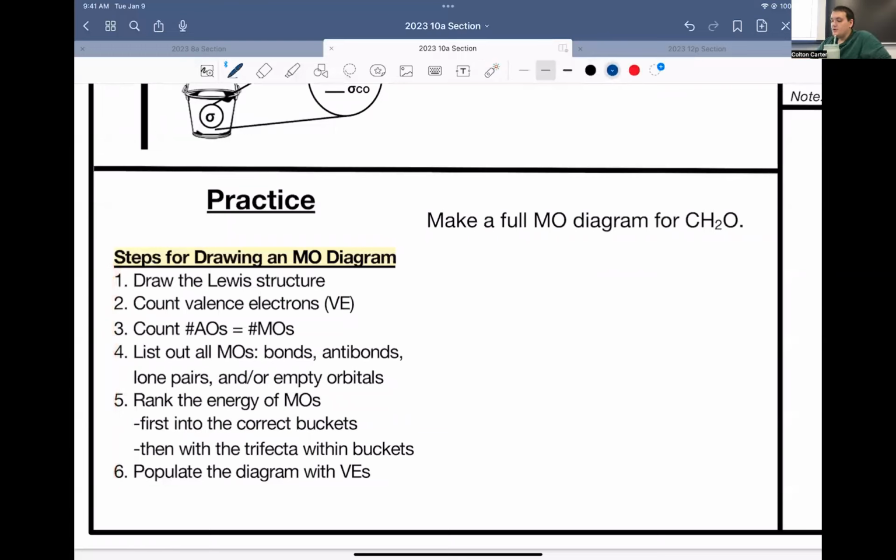First thing is drawing the Lewis structure. We have H, H, C, O. We make the single bonds first. Our valence electrons is 4 plus 6 plus 2 equals 12. I know I'm going fast. We have 2, 4, 6 electrons already here. We do 8, 10, 12. Then that's a minus and that's a plus. So to try to minimize formal charges, we'll make a double bond here. And now we have all the valence electrons, we have our Lewis structure.